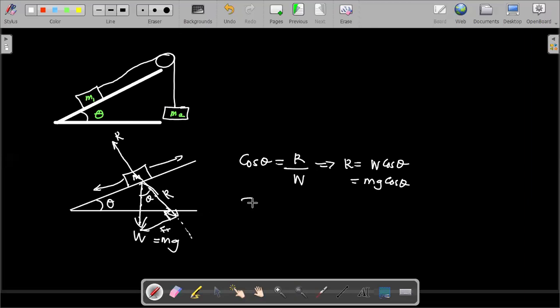So we say that our sine of theta is going to be the opposite, which is FR over W, which implies that our FR is W sine theta, or we call it mg sine theta. So there will be a natural tendency of this object to slide downward, and that lateral tendency is mg sine theta, the force with which it will slide down.